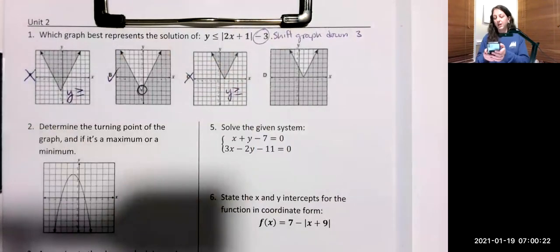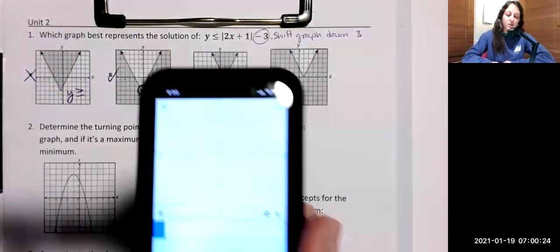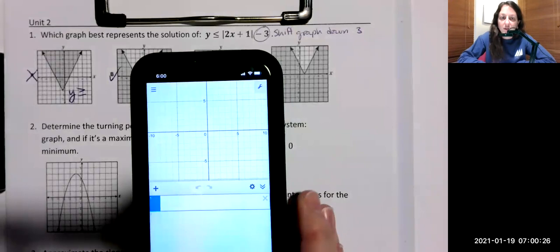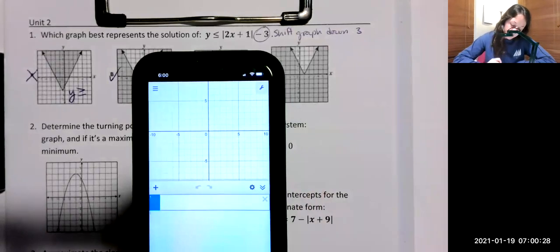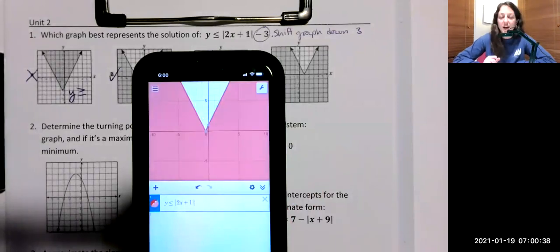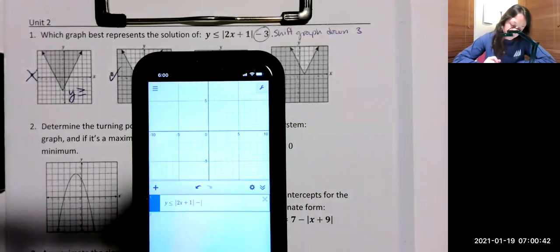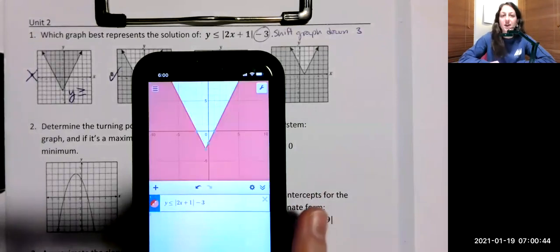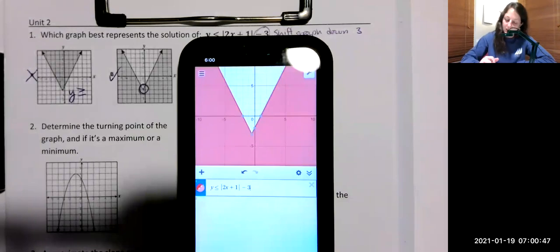Now, I'd like to introduce you to my good friend: check your answer on Desmos. So I'm going to type this in. Y is less than or equal to absolute value 2x plus 1, and then I tap outside. If you're on a keyboard, use your right key to move outside, minus 3. There we go. Sure enough, that matches graph B. All right.